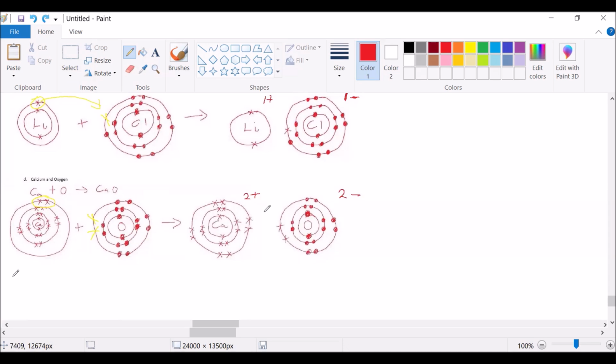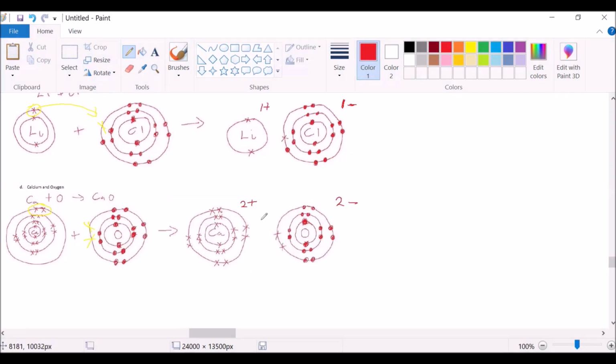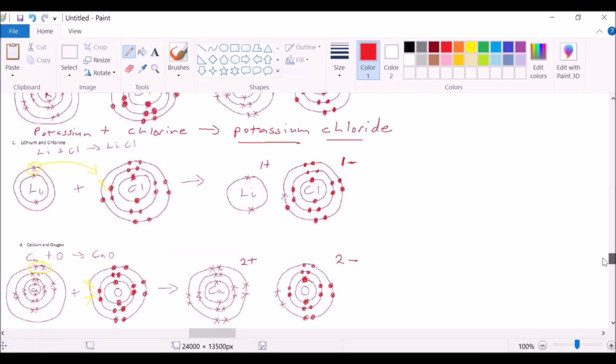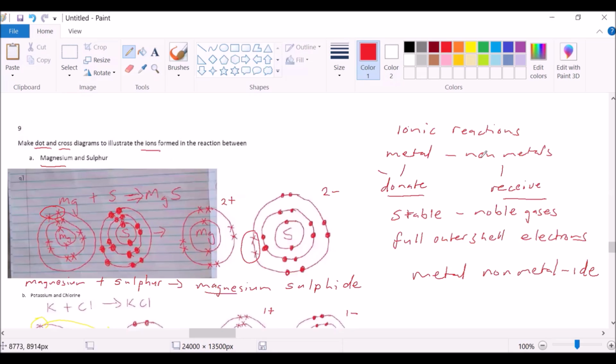Now the word equation is calcium reacts with oxygen to form calcium oxide. So this is a simple equation where we put the symbols. This is a structural equation where we use dot and cross diagrams to show the reaction, and this is a word equation. So that is how ionic reactions take place. They only take place between metals and non-metals, where metals donate, non-metals receive electrons.